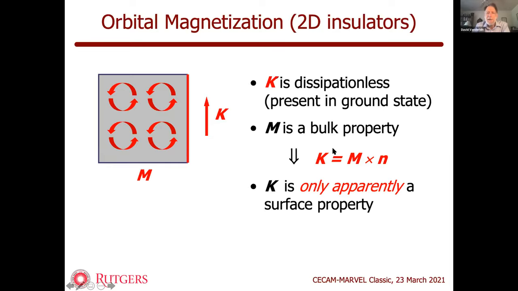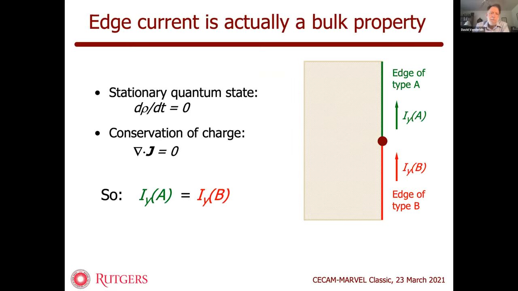The magnetization is a bulk property. The surface current is given by this formula, which is the analog of the charge density being the polarization times the unit normal. And the surface current is only apparently a surface property. It's really a manifestation of the bulk magnetization. In the case of the orbital magnetization, this is really a stronger property. In the case of the electric polarization, I had to put various conditions. Here I just changed from three dimensions to two dimensions. So in the case of electric polarization, I had to put various conditions that the surface had to be insulating and perfect and so on. That's really not the case with orbital magnetization.